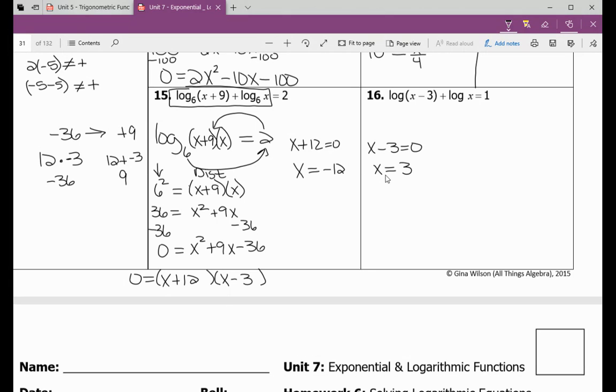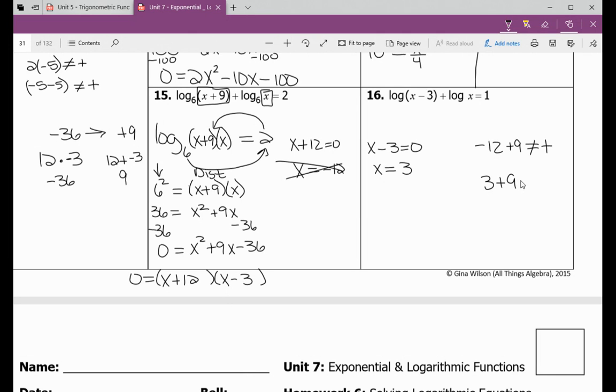One of these answers needs to be thrown away. When you go back and check, this number has to stay positive and this number has to stay positive. Well, when I plug in negative 12, negative 12 plus 9 does not equal a positive number. So negative 12 is out. I'm going to start again.